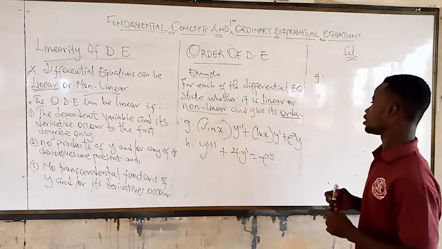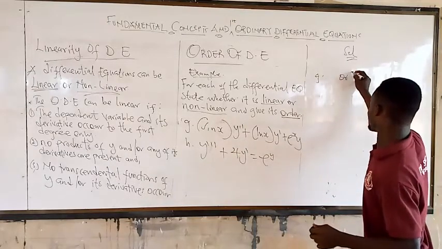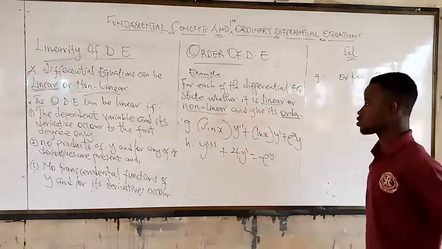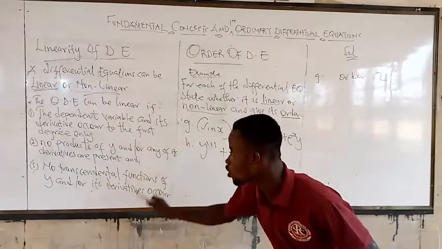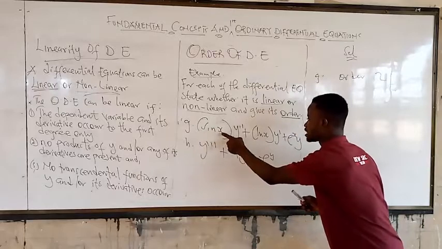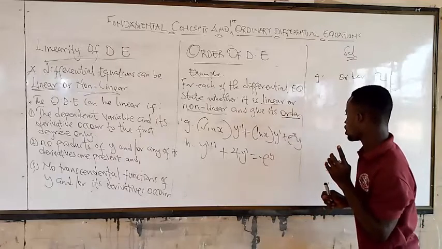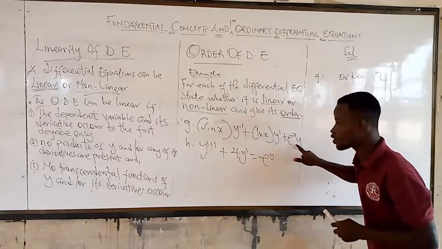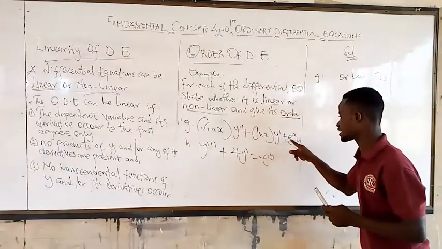First of all, the order is simply 2. Is it linear? There is a transcendental function in it, but I say there are no transcendental functions of y. This is a transcendental function of x. But the y here doesn't mean this is a transcendental function of y, because this is just a product.